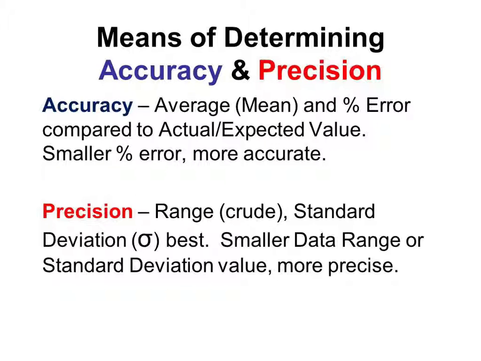Now, when determining whether or not a set of measurements is accurate, we're looking for the smallest percent error that we can get. The smaller the percent error, the more accurate a set of measurements is.